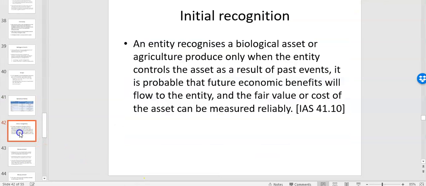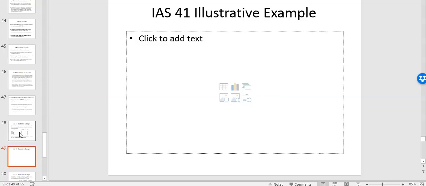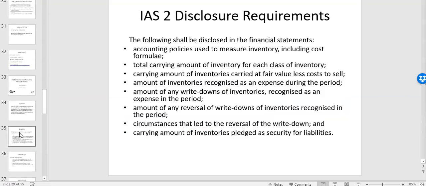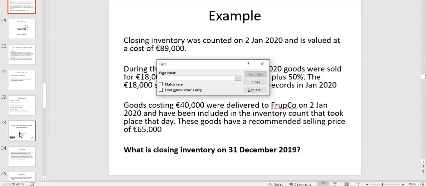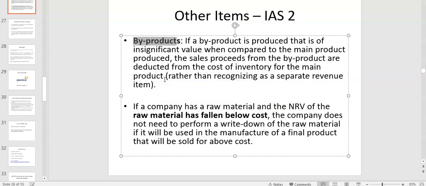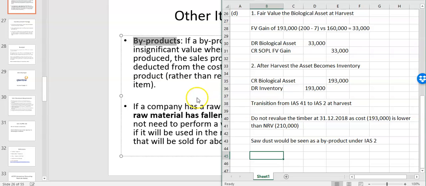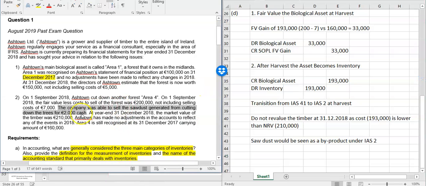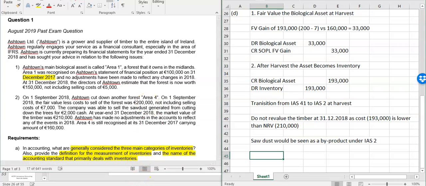And if you go to your slides and we go down and we see, up here. So byproducts, this is slide 26. If a byproduct is produced that is insignificant value when compared to the main product, which we have, because the byproduct is only 2,000 compared to 200,000, so it's 1%, so it's insignificant really.